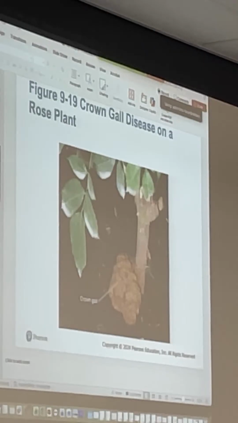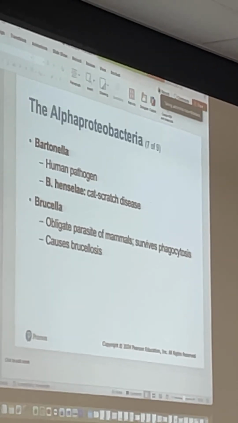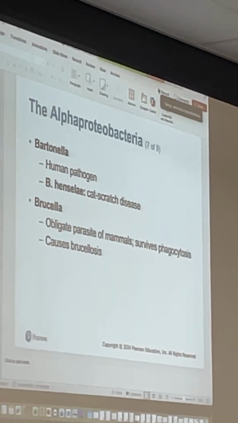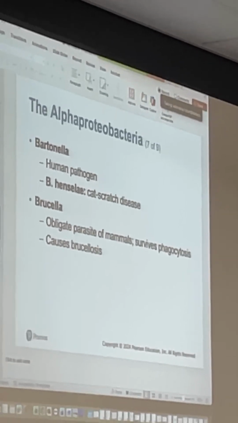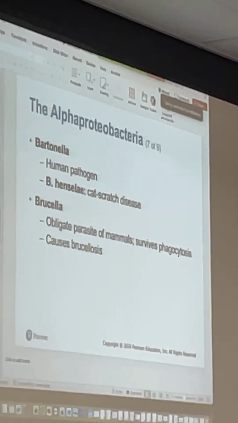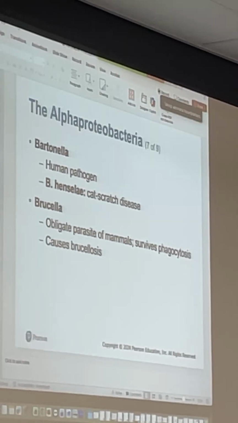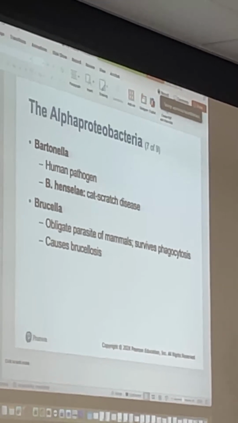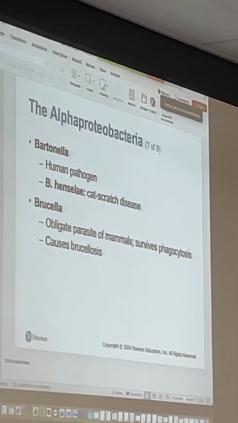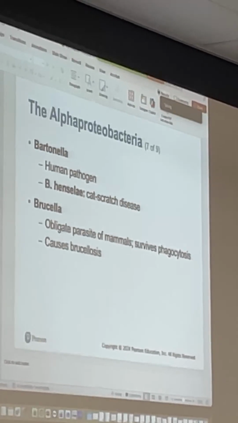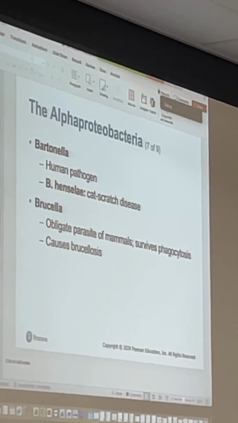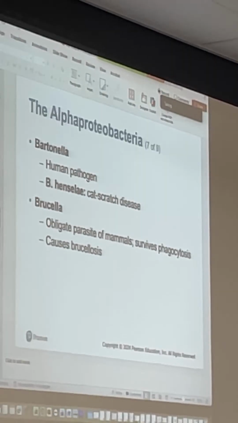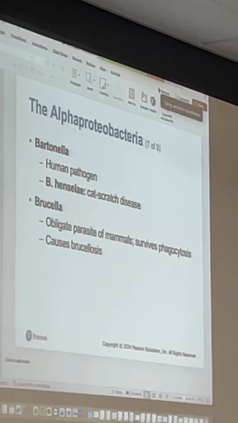Alright. So, with that being said, we have the next one, Bartonella. Bartonella actually is a human pathogen. This particular one, Bartonella henselae, causes cat scratch disease. You also have Brucella. Brucella is an obligate parasite of mammals. That means it's required, right, to grow within mammalian cells. And it survives phagocytosis. What does that mean? It doesn't get eaten up. It can be inside of cells, right? It's not going to be destroyed.